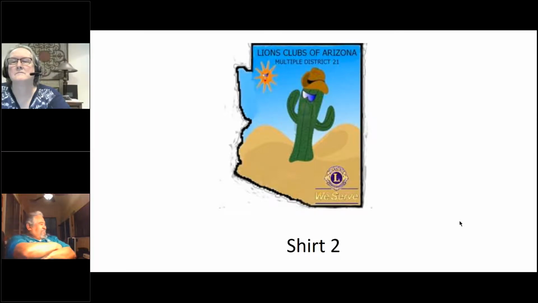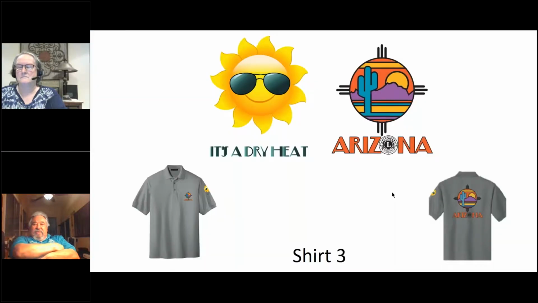And now, number 3, and that was called It's a Dry Heat. The shirt's artwork tastefully and colorfully captures our Arizona mountains, cactus, desert, and sun while representing our Southwestern heritage. The logo on the front pocket area, in the back says Arizona with the Lions logo in the O in Arizona, a subtle but clear and positive statement of who we are. The smiling sun with the sunglasses on the sleeve adds color and humor with Arizona's catchphrase, It's a dry heat.